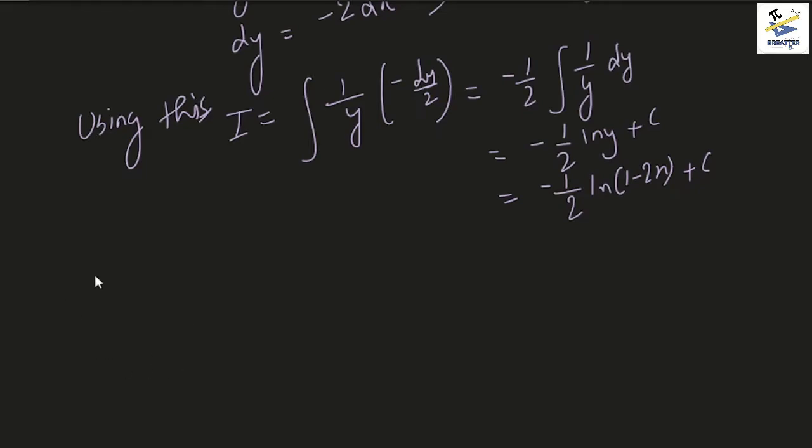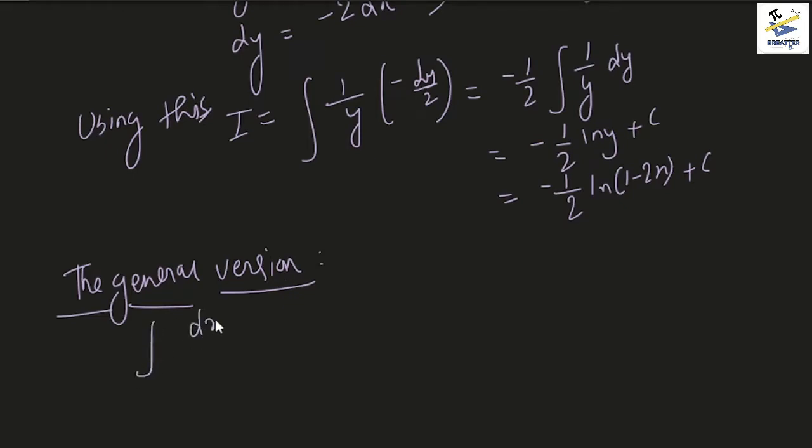So the general version for this type of integral is dx by (ax plus b), and you can evaluate it. So let us name it as I.